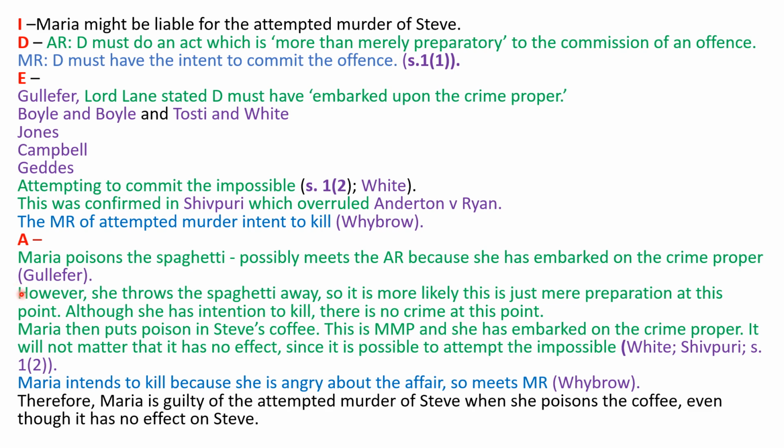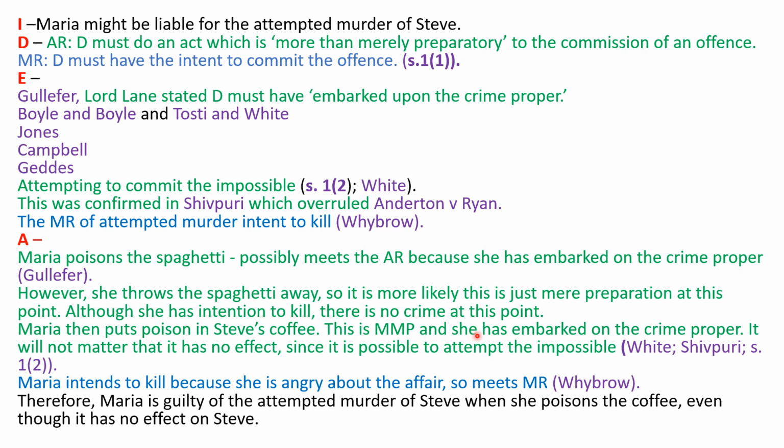However, she then throws the spaghetti away. She doesn't actually give it to Steve. So it's more likely it's just mere preparation at this point. So I'm concluding on the spaghetti that although she has intention to kill when she poisons the spaghetti, there's no crime at this point. It's just preparation because she hasn't given it to Steve. Maria then puts rat poison into Steve's coffee. Now this is more than merely preparatory, that's what MMP stands for.